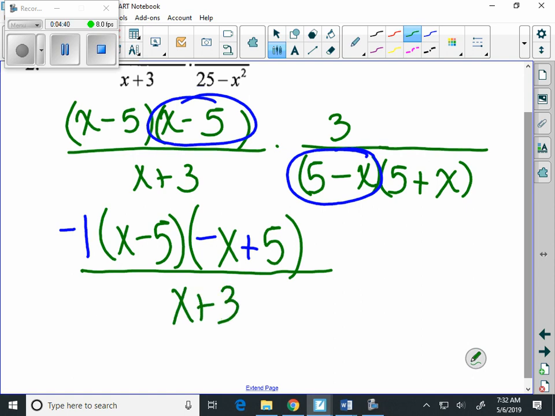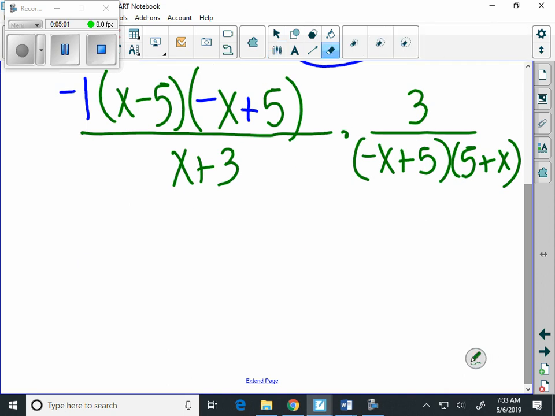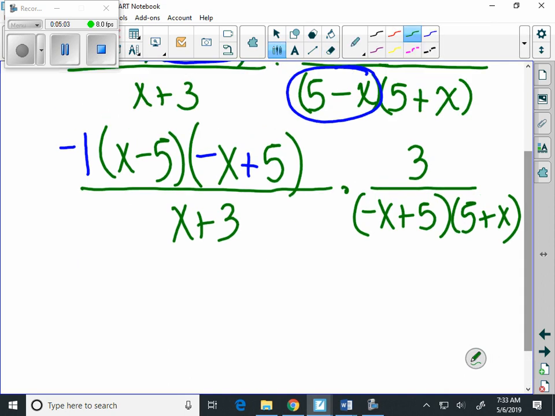And the reason why I like to do the negative in the numerator is because we don't like a negative in the denominator. Times 3, and I'm going to rewrite what I have circled there in blue to negative x plus 5 times 5 plus x. Now what we're looking for is, do we have anything exactly the same in the top and in the bottom? Well, we have a negative x plus 5 in the numerator. We have a negative x plus 5 in the denominator. That's the only thing that cancels.